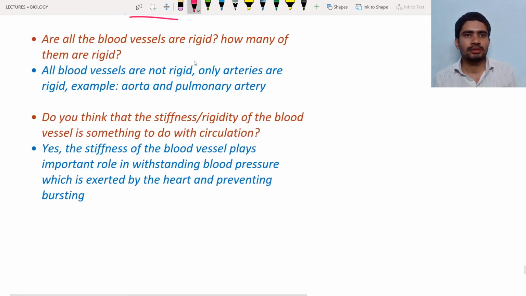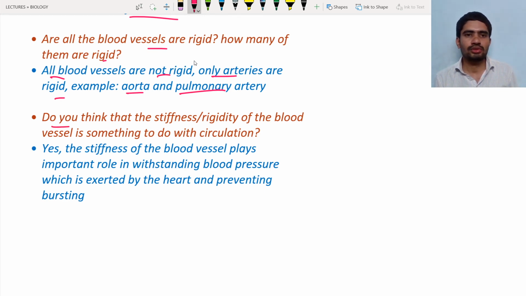Okay, next is, are all blood vessels rigid? How many of them are rigid? Actually, all blood vessels are not rigid. Only the arteries are rigid. For example, if you take the aorta and also the pulmonary artery, they are rigid and a little bit stronger, so that they can withstand the higher pressure that is coming from the heart.